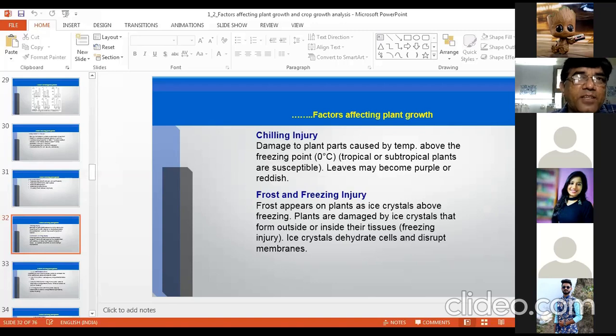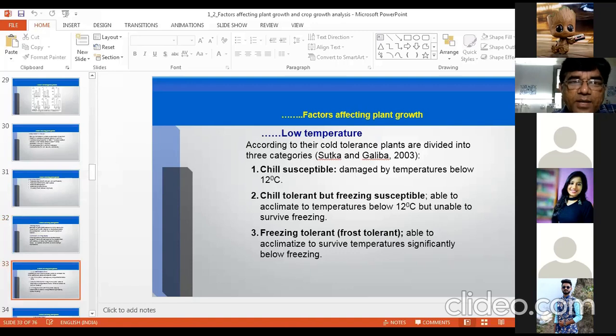So sometimes in the cells, your water is converted into ice crystals, and that breaks down the cell. So growth is affected by both, whether it is chilling injury or frost and freezing injury. Overall growth is affected by this.